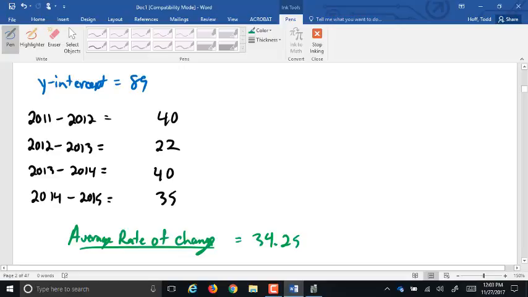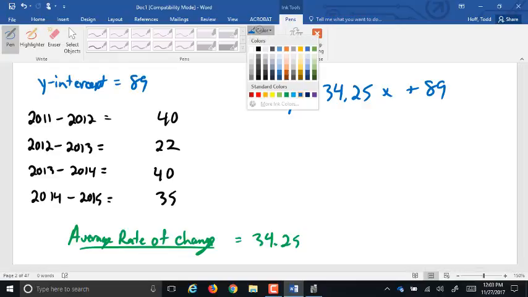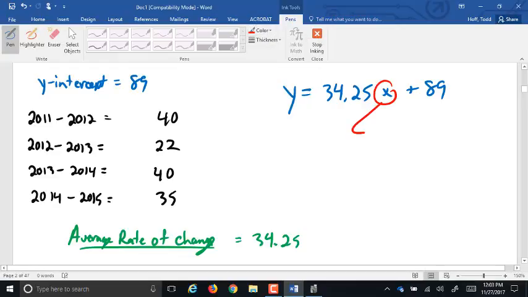34.25. Perfect. So what does that give us for an equation? 34.25x plus 89. And again, x is years after 2011.